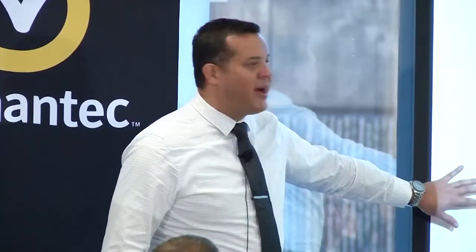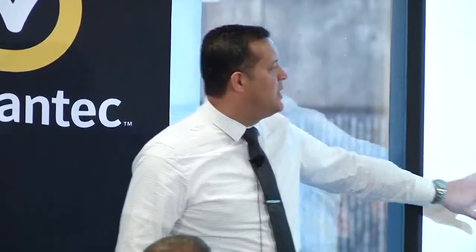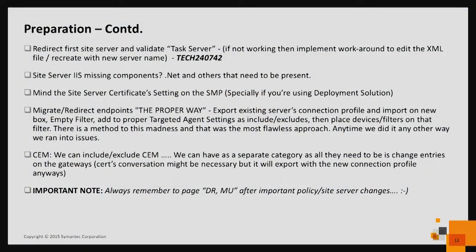And then finally, you got SIM. Can we include, exclude SIM? We can have a separate category, which is like, as I say there, for the gateways. From a gateway perspective, the certificates don't change. They're all the same. The gateways are the same. The site servers are the same. All we're doing is a redirect, right?